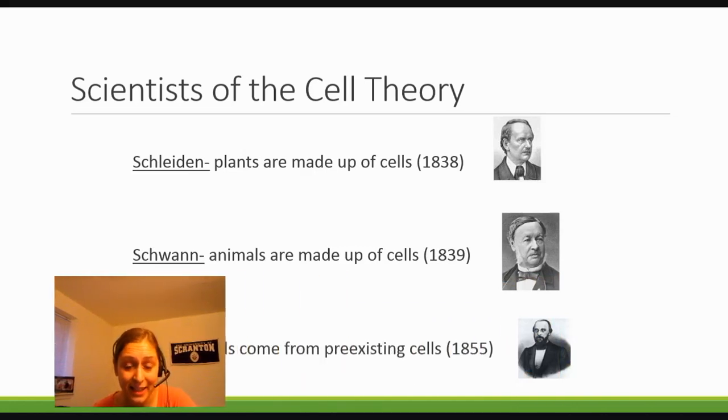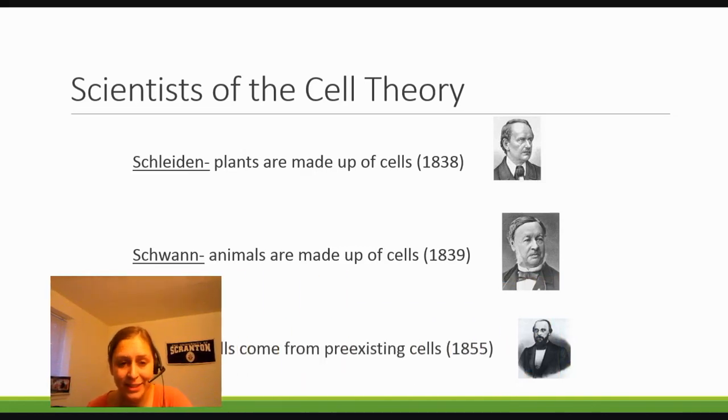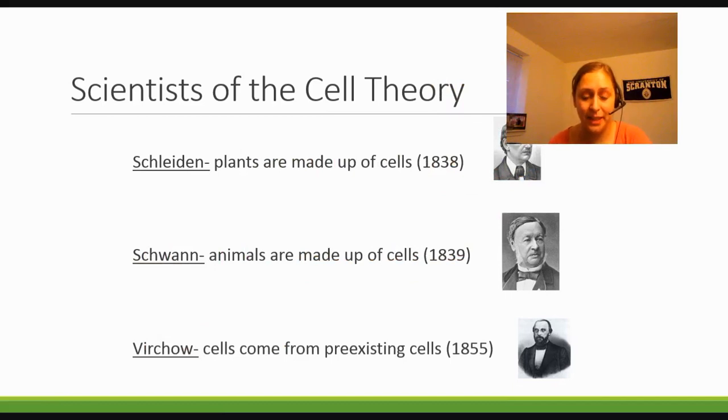Did you catch the scientists who make up the cell theory? Schleiden, who learned that plants are made up of cells, Schwann, who demonstrated that animals are made up of cells, and Virchow stated that all cells come from pre-existing cells. There were also other scientists involved, as you saw.